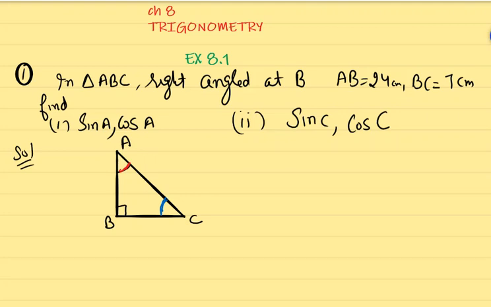Hello student. Today I am going to start chapter number 8, trigonometry, exercise 8.1, first question. The statement is: in triangle ABC, right angled at B, AB is 24 centimeter, BC is 7 centimeter. Find sine A and cos A.